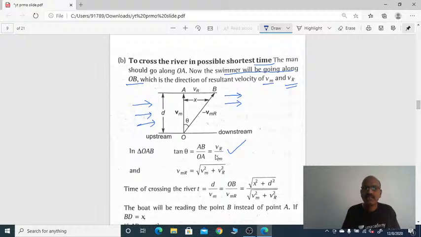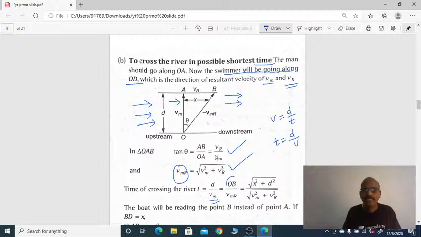Now what is the resultant velocity? In this right angle triangle, by Pythagoras theorem, the hypotenuse is the square root of the sum of the squares of these two. Now the time of crossing the river: velocity equals distance by time, so T equals the width of the river by the velocity of the man. So when he starts to swim straight, the water will push him and he will reach up to B.